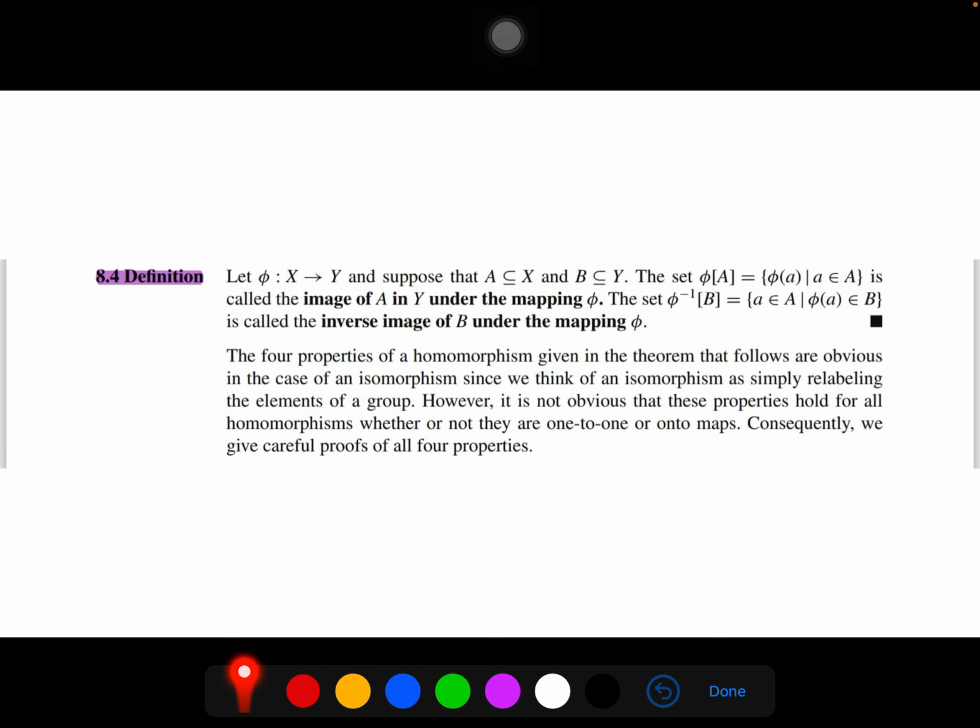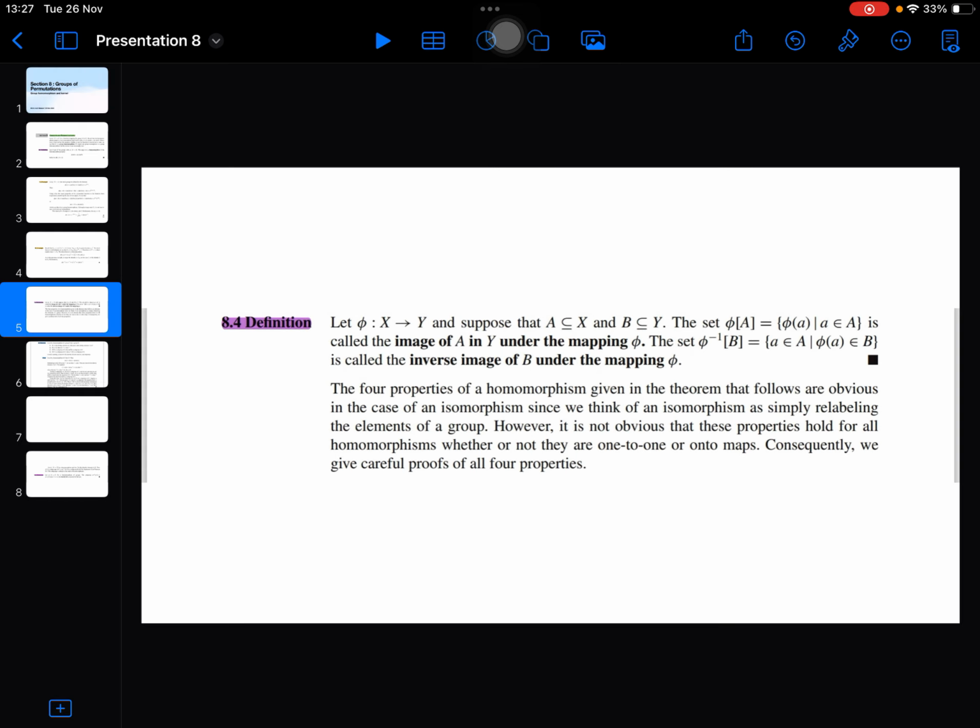Okay, so now we define some notation before we go into the important property in this video. Let phi be a mapping from X into Y. Here X and Y can be groups or sets, because we want to generalize this definition. Suppose that A is a subset of X, and B is a subset of Y. Recall that this is the symbol for subset. So phi of A here.